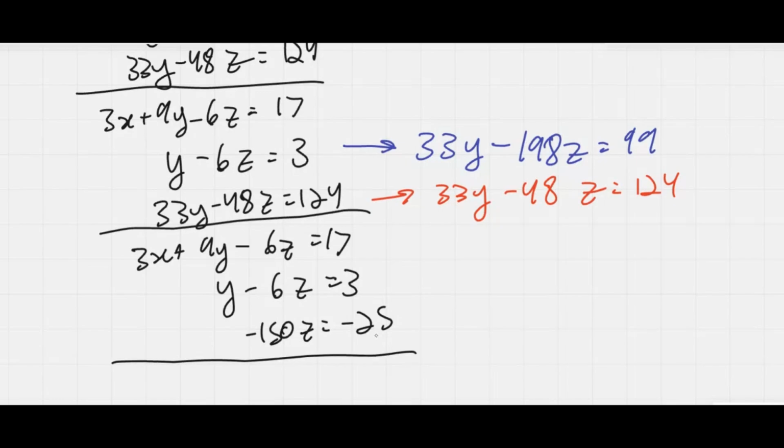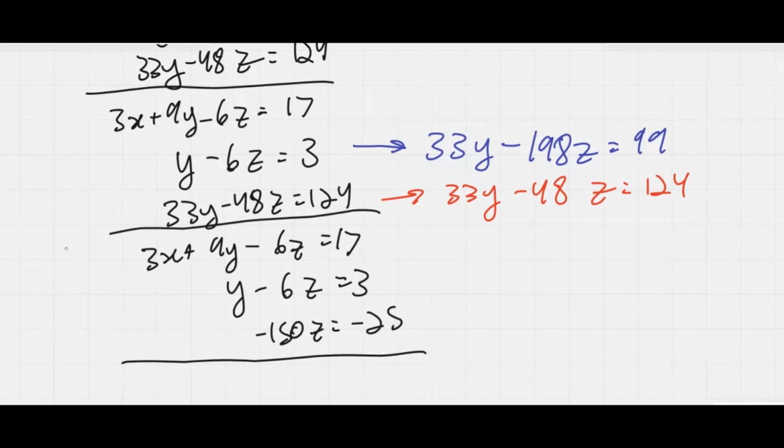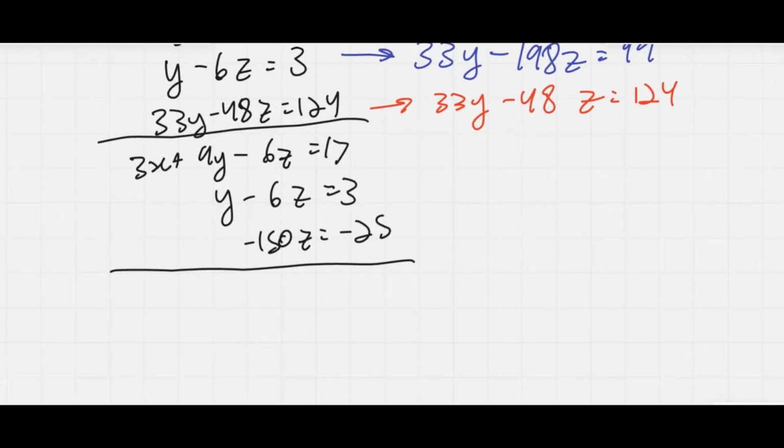All right, and so this is our equation in triangular form. Now we can actually just solve for z very easily. So z is going to be equal to negative 25 over negative 150, which is 1 over 6. For y, we can substitute in the 1 over 6 for z, and so that leaves us with 6 times 1 over 6, which is 1. So y minus 1 is equal to 3, and so y must be equal to 4.